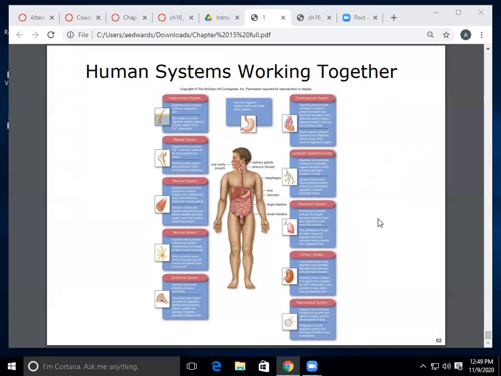Okay, so many different interactions. Okay. Well, that's going to conclude our discussion of the digestive system. And we will see you in the next video as we discuss the urinary system.